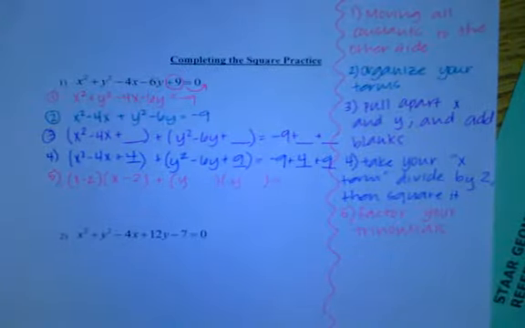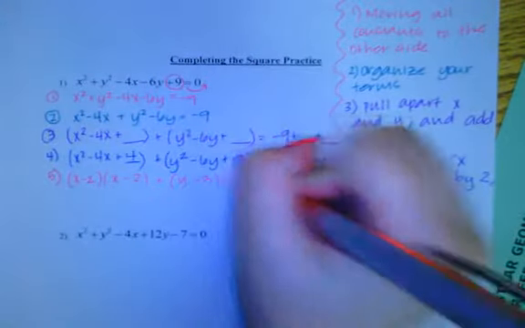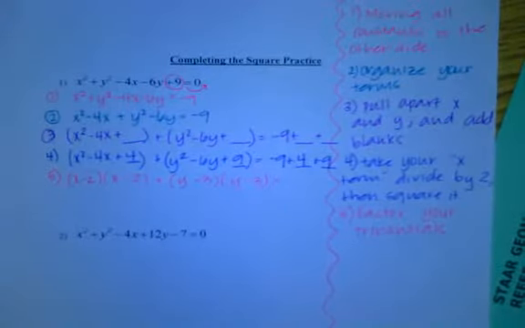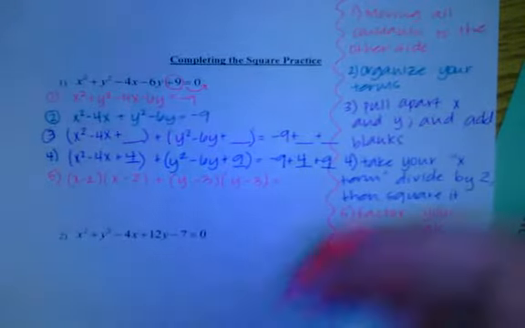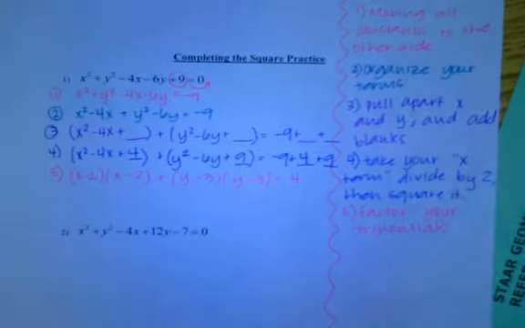Help her out. How do you factor y squared minus 6y plus 9? Y minus 3, y minus 3. Okay, what's negative 9 plus 4 plus 9? 4. Okay, next step. Simplify.